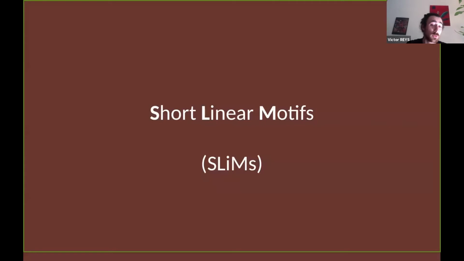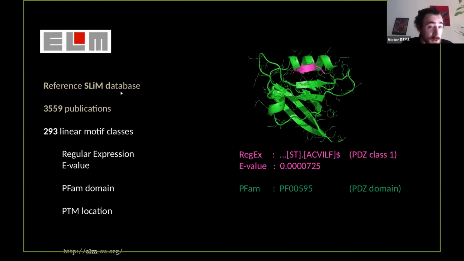So now I have to talk about short linear motifs, also called SLIMs. First I have to introduce, of course, the database we are relying on, the Eukaryotic Linear Motif database, which is our reference database for SLIMs, and in which they took many publications and generated a set of 283 linear motif classes defined by a regular expression that allows us to parse the sequence and retrieve the motif.